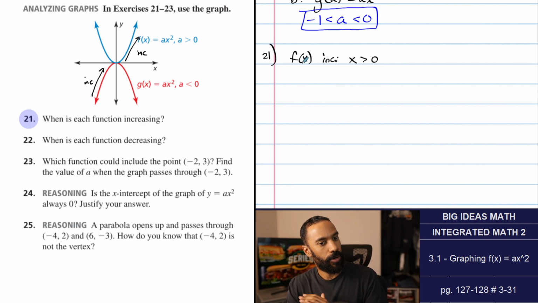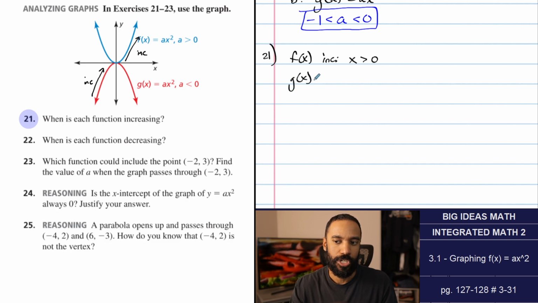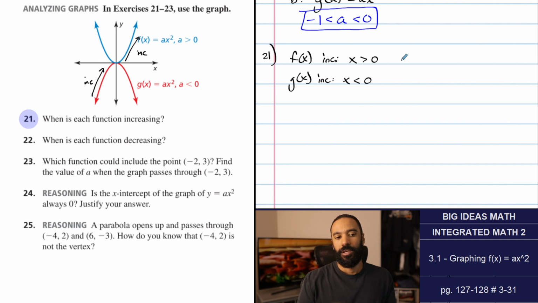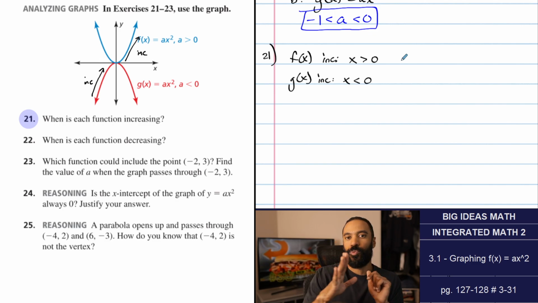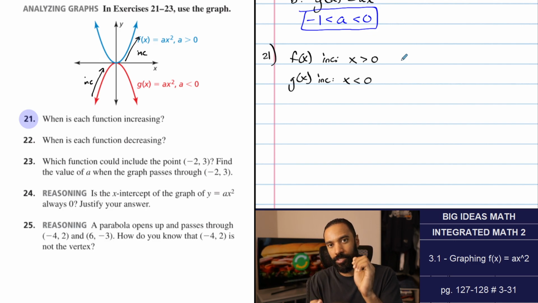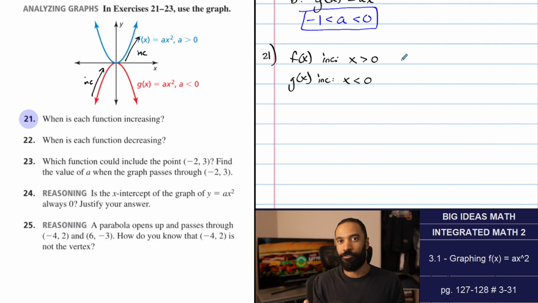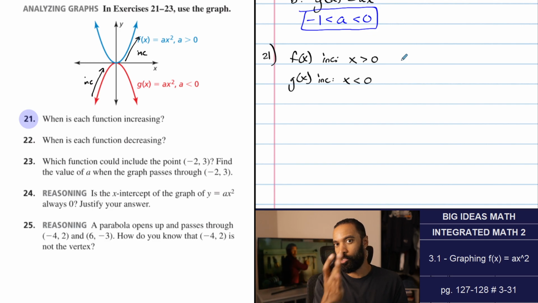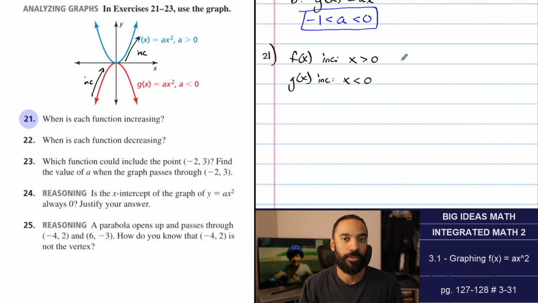Now, to the left of the origin, g of x increases. G of x increases when x is less than 0. You don't want to say as we go to the left. You want to say coming from the left side, you see it increase, right? Coming from the left side. From numbers left of 0 is where you see it. Up until 0, you see it increase.